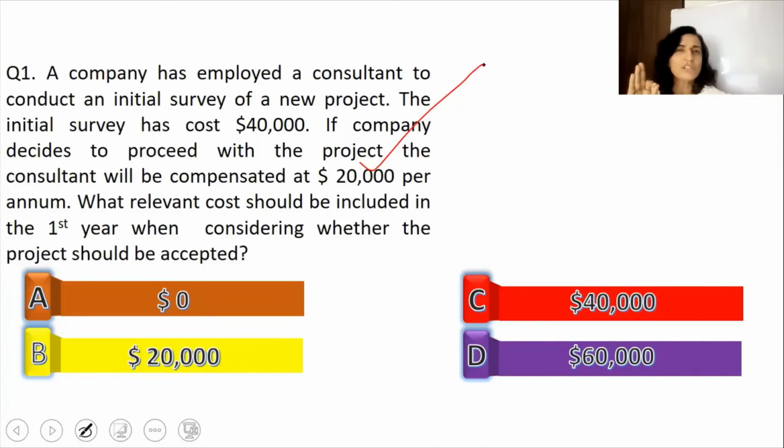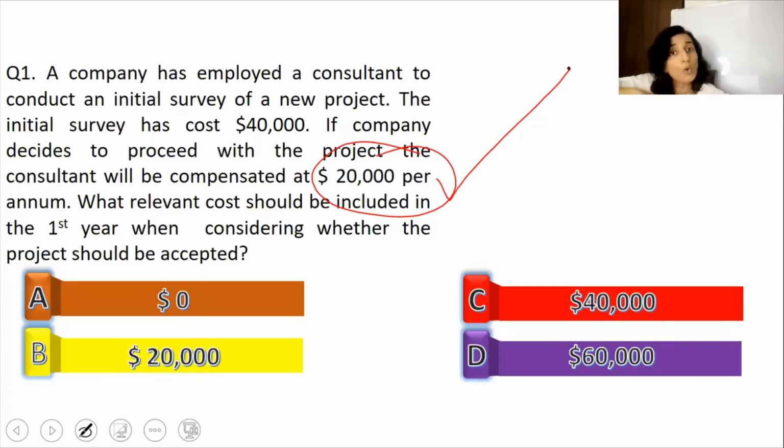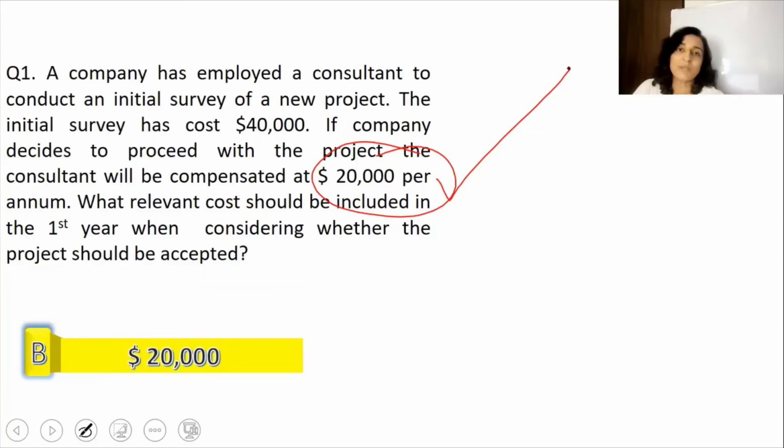Relevant cost, what are the three features? It should be a cash outflow. It should be related to the future. And third one, it should be incremental. That is, it should be additional. It is not an existing expense. It is an additional expense. This $20,000, yes, it is related to the future. It is a cash outflow and it is differential and it is incremental. That is, it is an additional expense. It's not being incurred now. Only if you accept the project, you will need to incur that amount. So all the three conditions of relevant cost are satisfied. So the right answer is option B, $20,000.